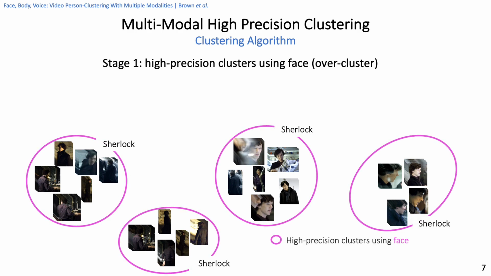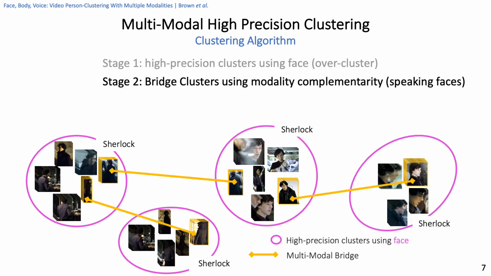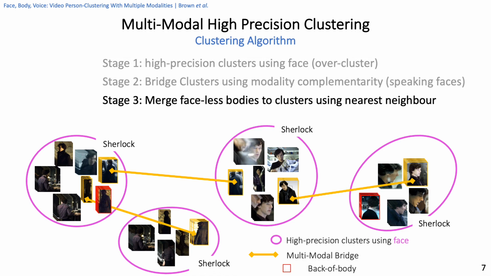In stage 1, a hierarchical agglomerative clustering algorithm is used to overcluster with high precision using the face modality, which is more discriminative than the body and voice modalities. At this point, the face modality alone cannot be used to reliably discriminate any further. In stage 2, the complementarity between face and voice is used to bridge clusters of the same identity via speaking faces in each cluster. Lastly, faceless bodies are merged to clusters using nearest neighbors from the body representation.